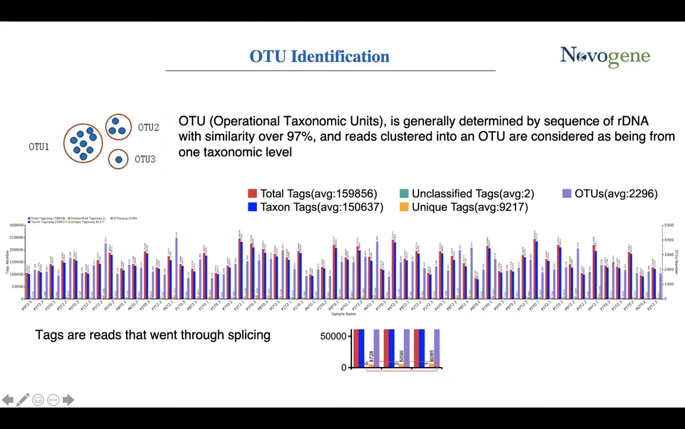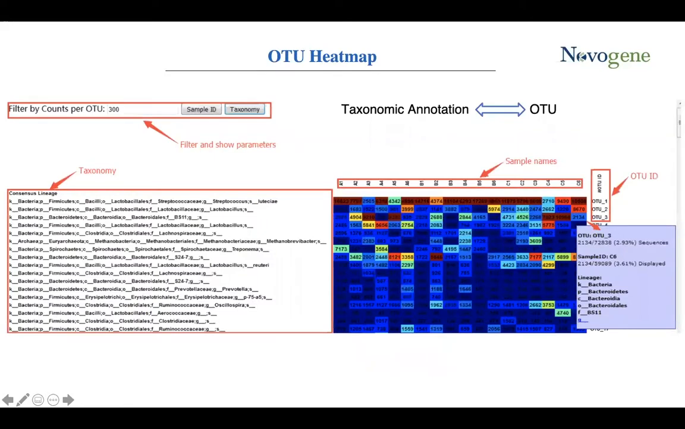And in order to quickly and intuitively display the microbial community composition and the abundance information in the samples, we could construct a taxonomic annotation corresponding to OTUs. And the results could be viewed in this heat map. From this heat map, in the filter above, we could input the count value per OTU. When this value is decided and we keep the filter value unchanged, we can click this sample ID button. Then the graphic will be generated as the picture shows here.